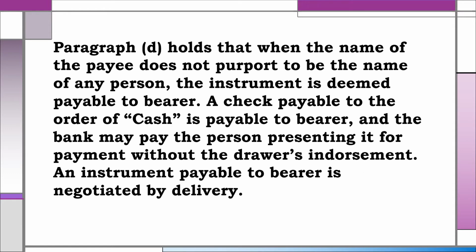Paragraph D holds that when the name of the payee does not purport to be the name of any person, the instrument is deemed payable to bearer. A check payable to the order of cash is payable to bearer, and the bank may pay the person presenting it for payment without the drawer's endorsement. An instrument payable to bearer is negotiated by delivery.